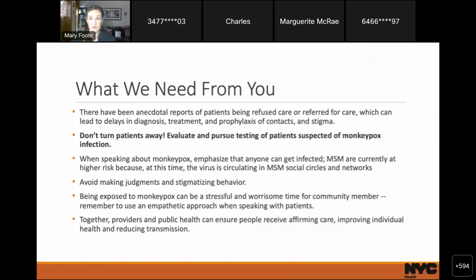And so what do we need from you, particularly our provider community, our wonderful partners, the most important people that we work with on this? There have been anecdotal reports of patients being refused care, or having come in or called providers and then been referred elsewhere, which can lead to a lot of frustration for the patient, difficulties in accessing care, delays in diagnosis, treatment, and prophylaxis, and just really adds to the feeling of stigma and isolation. So please, please do not turn away patients.